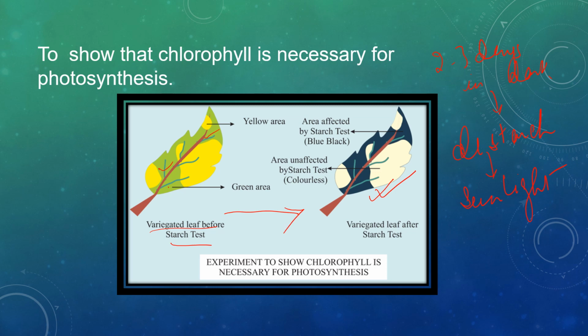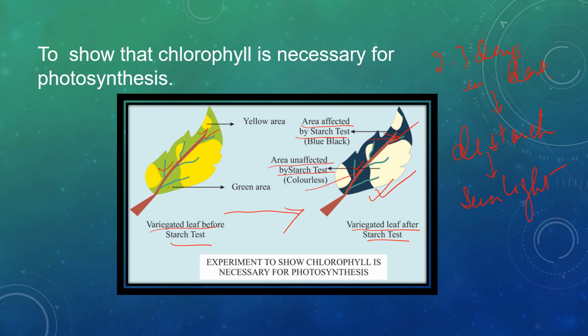How? We will see that only the parts which were green in color were turning blue-black when iodine solution was given on the full leaf. Only the parts which had chlorophyll had blue-black color, that is, the presence of starch in those regions, which means that chlorophyll is necessary for photosynthesis. So this is a variegated leaf after the starch test. The area affected by starch is the blue-black region and the area unaffected by starch is the colorless region.